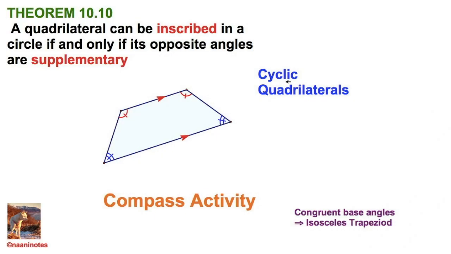Well, here we're going to explore the cyclic quadrilaterals, that is, quadrilaterals that can be inscribed in a circle. And our theorem 10.10 says, well, the opposite angles must be supplementary. Now we're going to explore this as a compass activity.